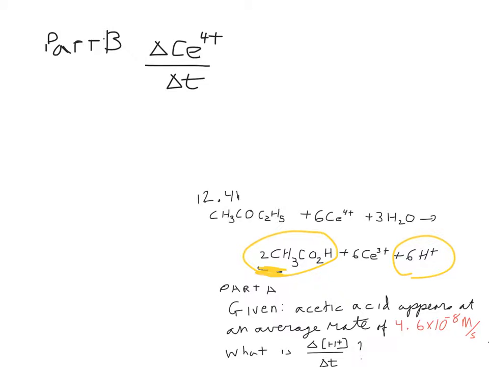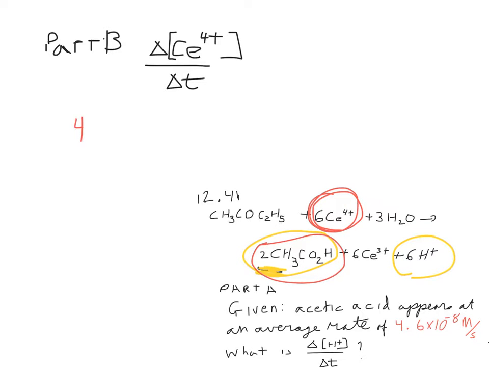Part B wants to know the rate of change of the cerium-4 ion during that same interval. So once again, it's just that simple math of looking at your chemical equation and discovering that you've got 6 cerium-4 ions to every 2 of my acetic acid.